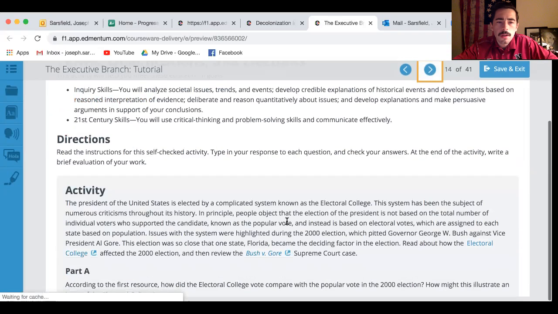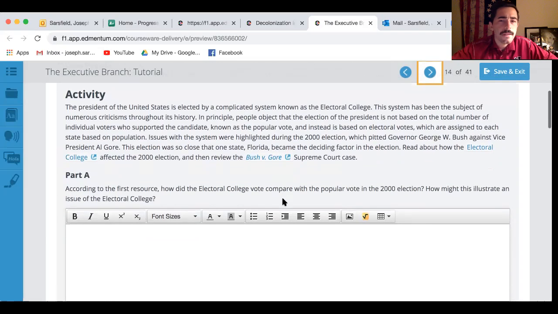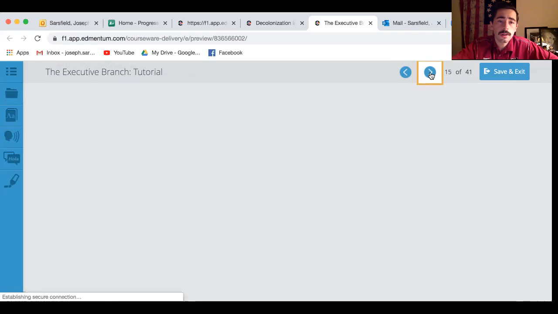That's up for debate. So this activity is asking you to explain how the Electoral College vote compared with the popular vote in the 2000 election. How might this illustrate an issue with the Electoral College? So it wants you to evaluate and analyze both sources, and then look for potential issues with the Electoral College. As we talked about in class, a lot of people have issues with the current system. So it'd be great for some of you to start brainstorming some solutions to that, so that we can fix the issues within our country.